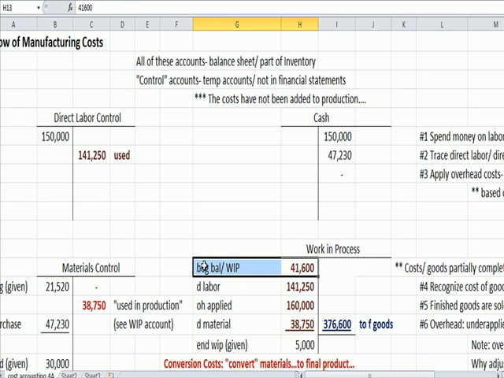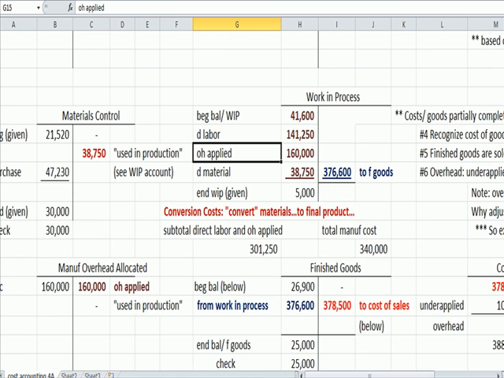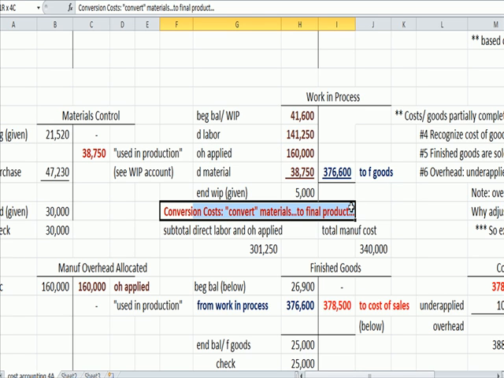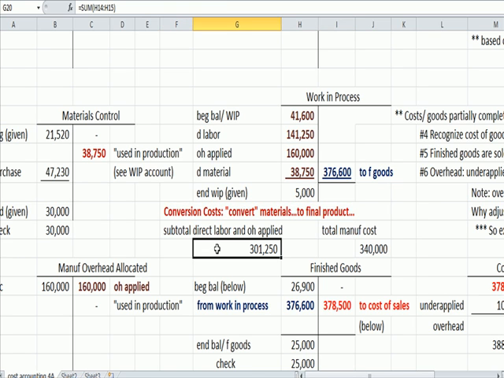So if we take our beginning balance in work in process, what we found when we opened the factory door, and then we have debits for labor, material, and overhead. There's another term called conversion costs, and we define that as the cost to convert the direct material, denim for the Levi factory, into a final product. And the costs incurred are the direct labor, $141,250, and the $160,000 in overhead. So if you're asked about conversion costs, that's what that represents.